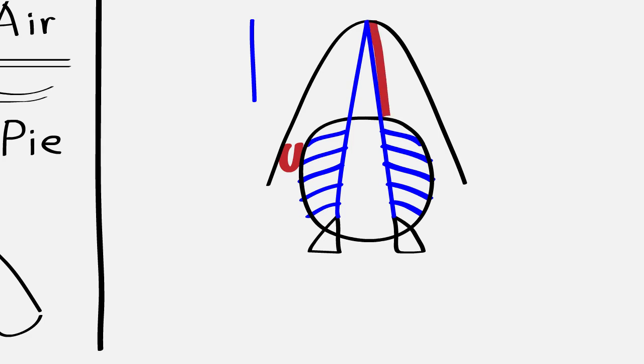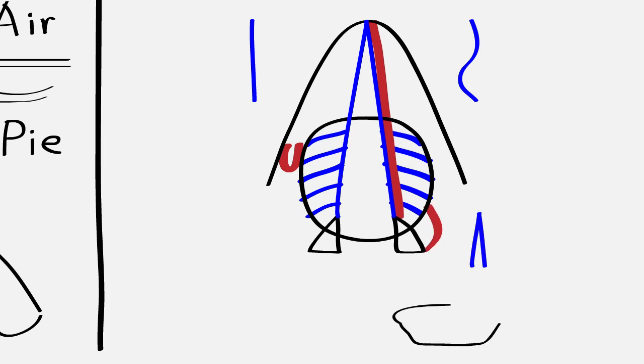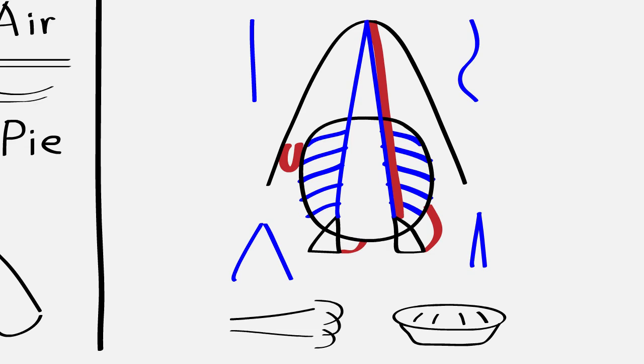The thyroarytenoid muscle loosens the vocal cords, deepening the voice. The lateral cricoarytenoid closes the opening between the vocal cords, keeping food out of the airway, while the posterior cricoarytenoid abducts the vocal cords, opening the airway.